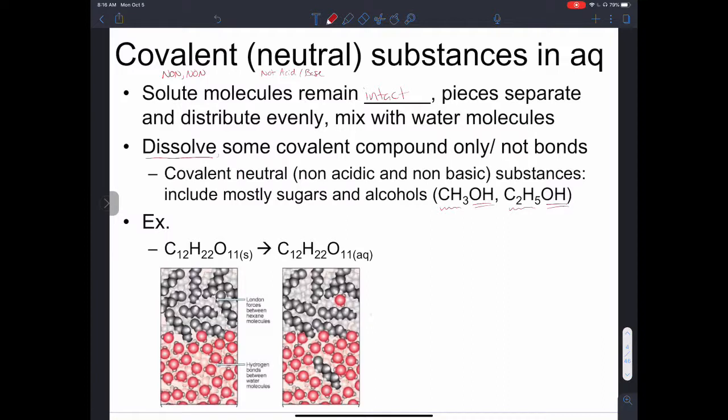of what we have, a sugar that is a solid becoming that same sugar that is now aqueous. But notice the carbons, hydrogens, and oxygens are still intact. This molecule did not break apart. Nothing was released in the water. So that's very different than what we saw before. No aspects of it broke apart, just mixed in.